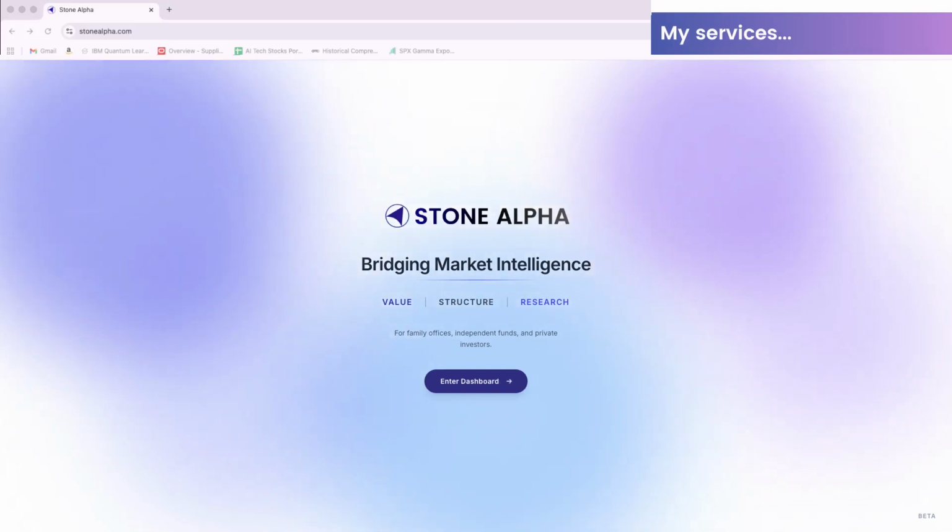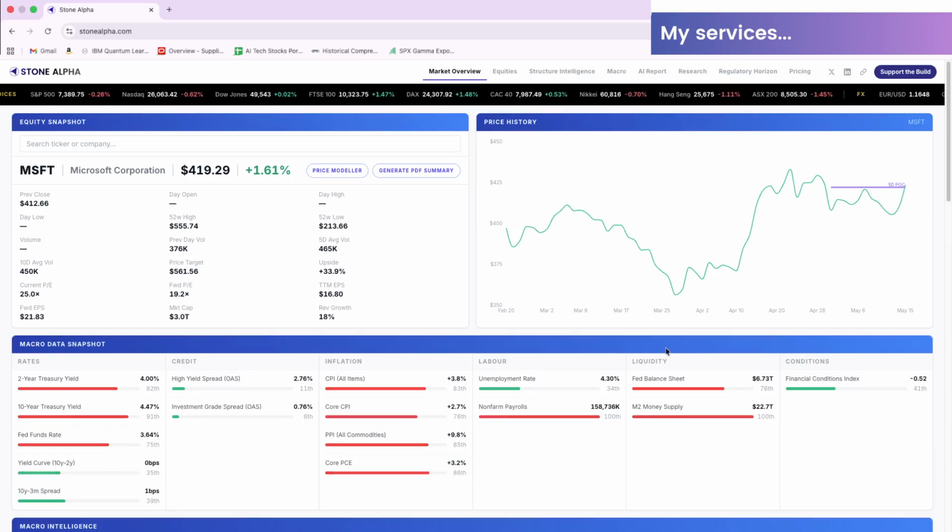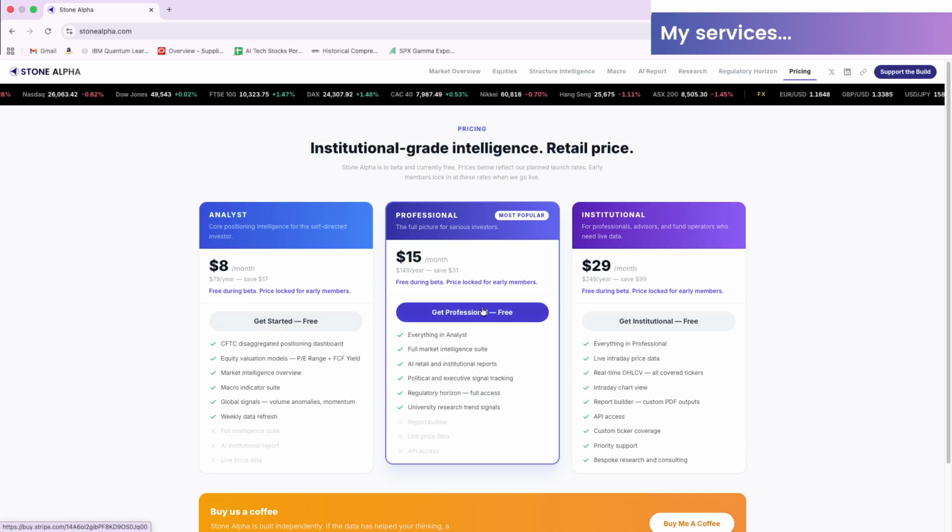Hi everyone, I want to introduce you to the Stone Alpha dashboard. The dashboard is currently in beta, so it is free. The pricing is over here, but everything you will see is free. As you navigate around the page, you're going to get a feel for what it's all about.